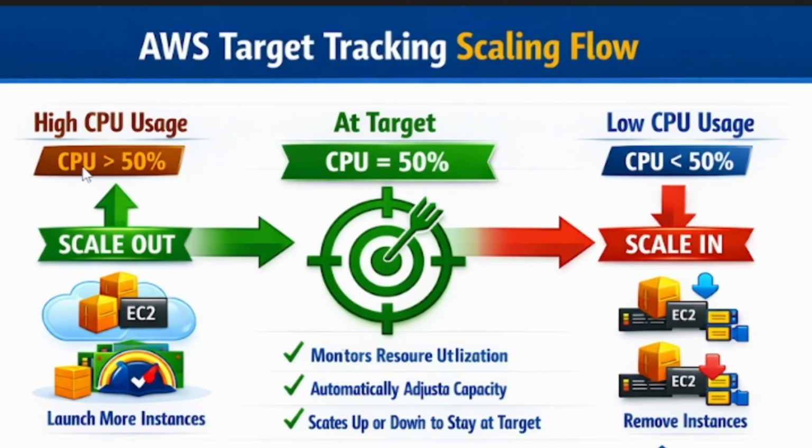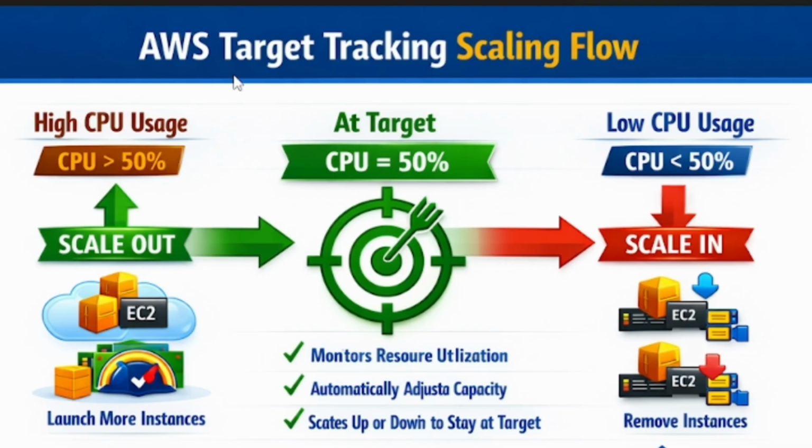Whenever the CPU is greater than 50%, it will launch more instances. In the same way, if the CPU is less than 50%, then it will scale in the instances, that is, it will remove the instances automatically. This is called the scaling flow, an automatic adjustment to stay at target. So this is the normal, this is the high CPU usage, and this is the low CPU usage.